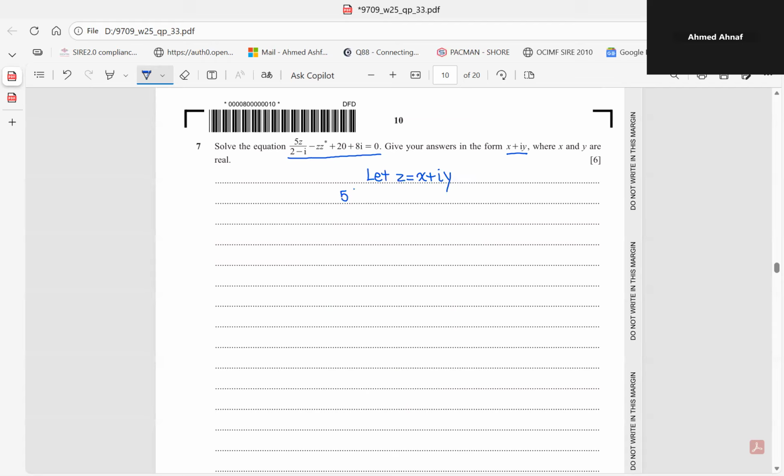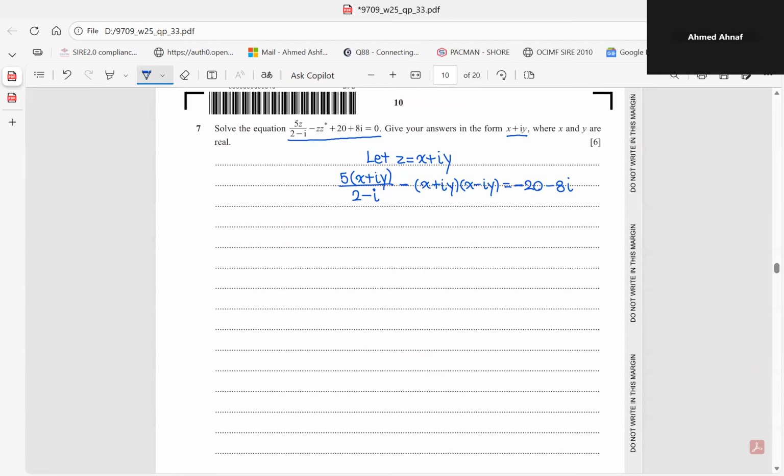So 5z, so 5 times x plus iy, over 2 minus i, times z conjugate. So z is x plus iy. z conjugate is just x minus iy, plus 20 plus 8i. Since this is known, we're going to just move it to the other side. So this will become equals to minus 20 minus 8i. Okay, so now let's expand everything out.